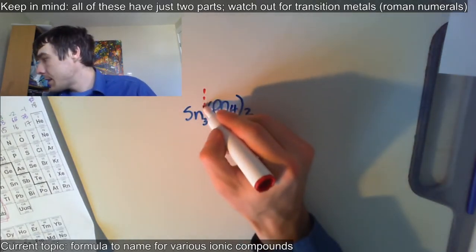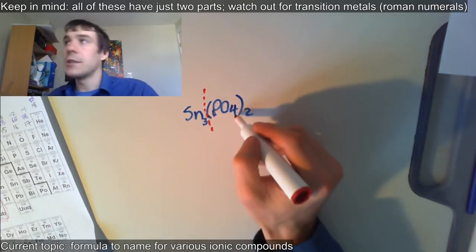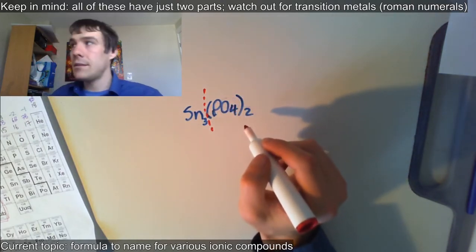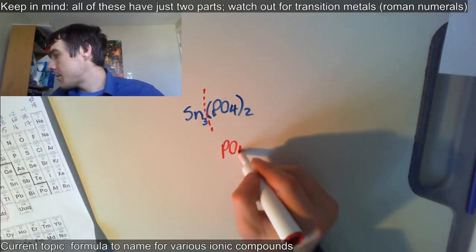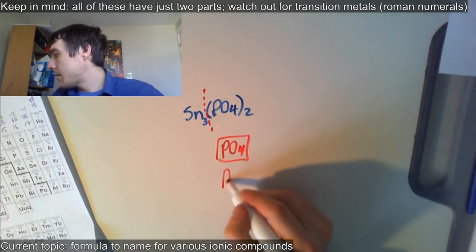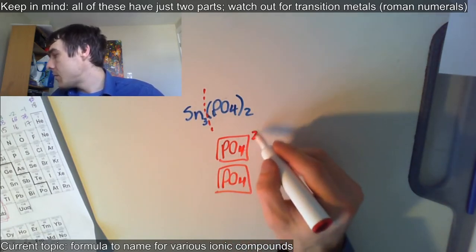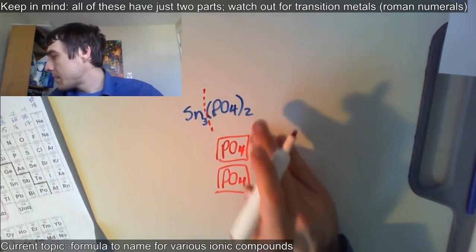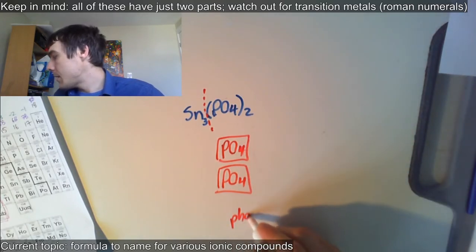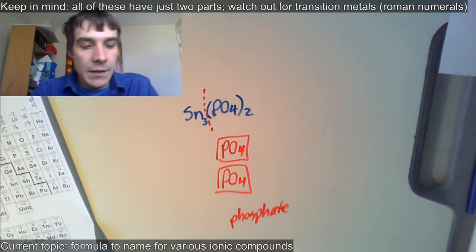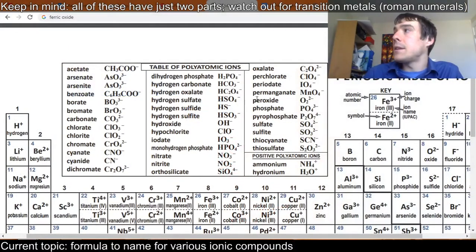You would have to split it here because obviously that's staying as a block because it's in its brackets. That's a block of charge. And as always, we can then split it up into our negatives. There's 2 of these. We know from our table when we look at PO4, when we look at phosphate, and we look at our table, phosphate is over here.